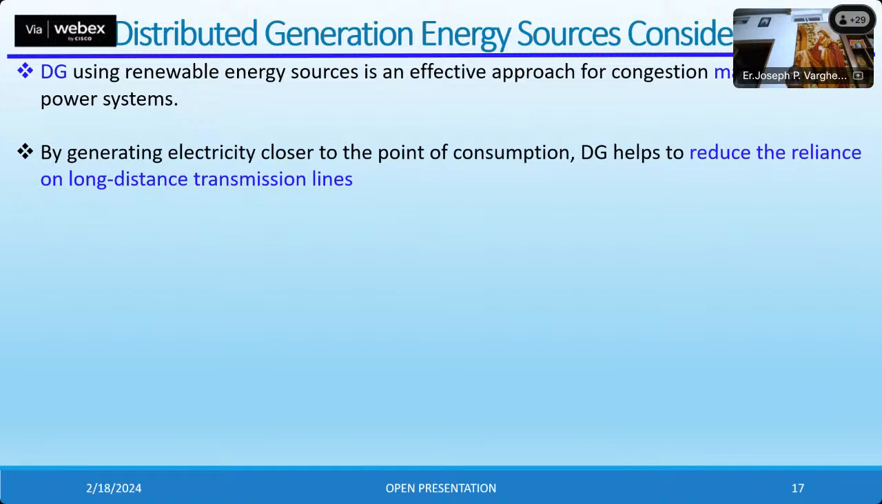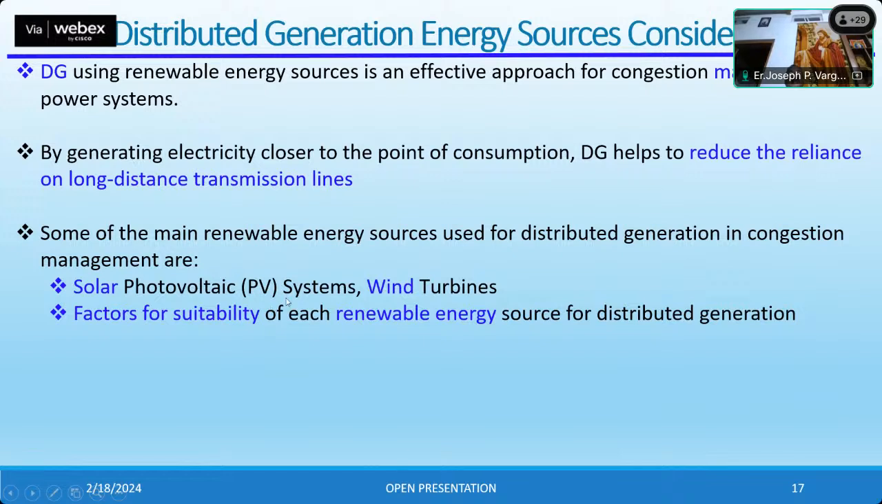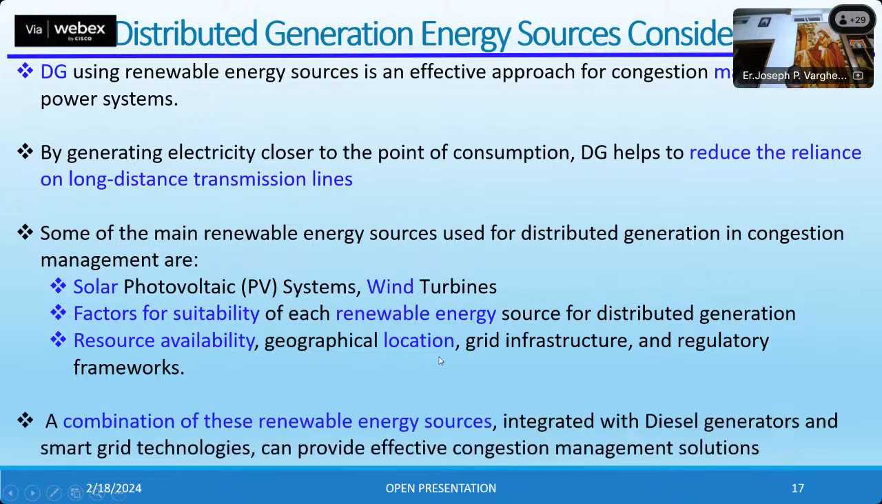Now let's go to the distributed generation energy sources considered. The generally considered distributed generation sources are solar power generators and wind generators. That is, we can use solar photovoltaic systems and wind turbines. Factors for the suitability of each renewable energy source for distributed generation are resource availability and geographical location. A combination of these renewable energy sources integrated with diesel generators and smart grid technology can provide effective congestion management solutions.